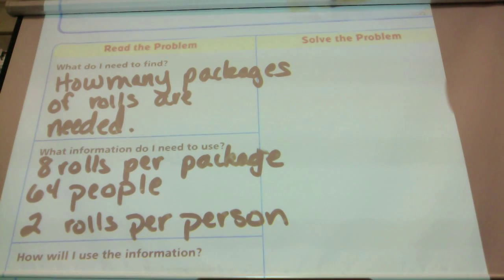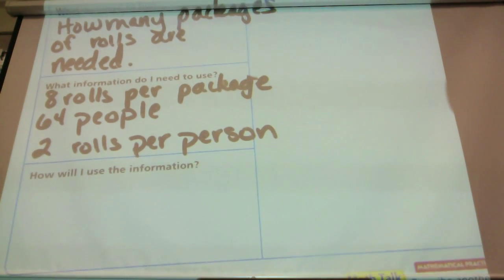No. How am I going to use these numbers? We're going to do the math problems with it. So what's the first thing I should do? Each package has 8 rolls in it. I know I'm trying to find out how many packages I need to buy. I know that there's 64 people, and I know that each person gets 2 rolls. What would be the first step you would do?